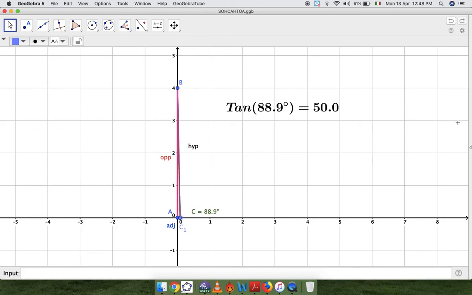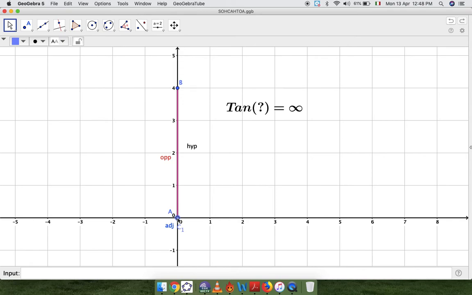As we can see, the fraction is blowing up until we have 90 degrees. And we don't even really have a triangle anymore, do we? Look familiar? Right? That's kind of cool. It says infinity. So what we say is, in math, we don't say infinity. We say undefined. So the tangent of 90 degrees is undefined.